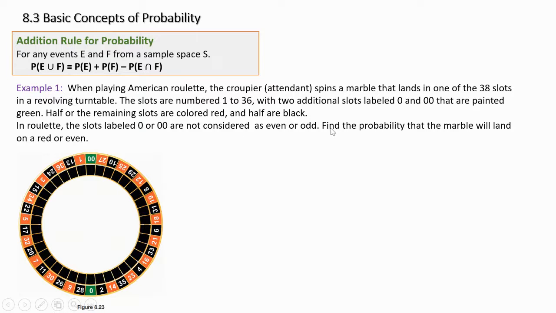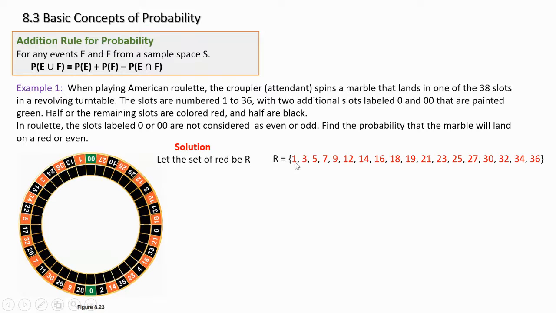Now, here's the question they're asking. Find the probability that the marble will land on a red or even number. So how are we going to go about that? Here's my solution. We're going to let the set of red be R, so R stands for red. I went all the way around, guys, and counted all the red slots, the slots that are painted red. You see, there's my 1, there's my 3, and so forth. These are all the red slots.